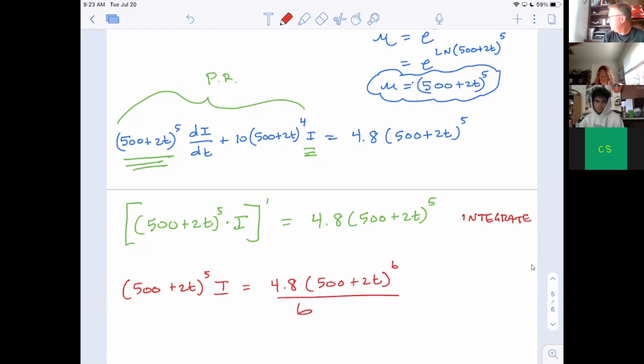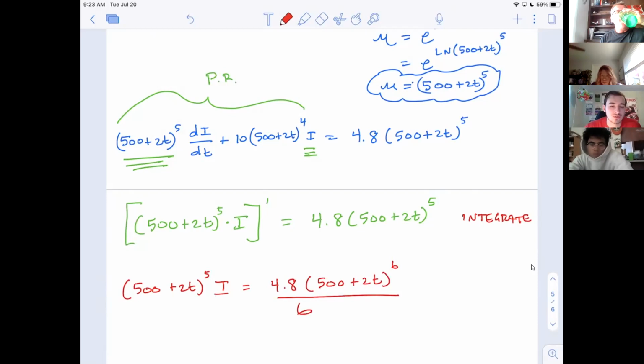But I'm not quite done. What's missing? Screwed up the chain rule. Multiply by 2. Oh no, divide by 2 because of that 2t in there. Yeah, divided by the derivative of what's inside. The derivative of what's inside is 2. If it was a derivative, I'd be multiplying, but because it's an integral, I'm dividing. Again, it would be much safer to let u be 500 plus 2t, and then you wouldn't have to be guessing. So you don't want to do what I'm doing unless you're kind of an expert at this.